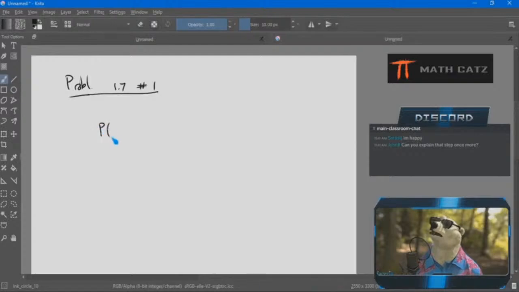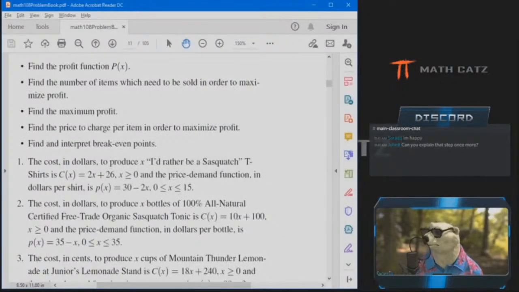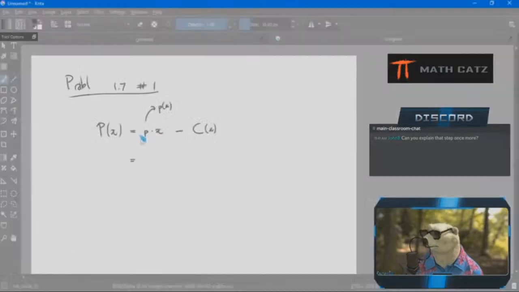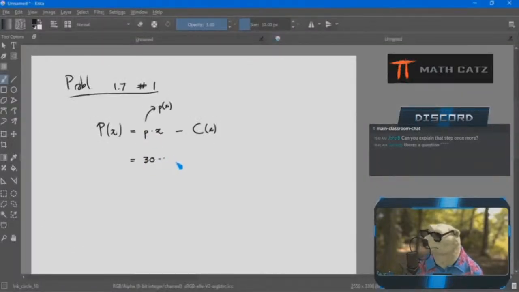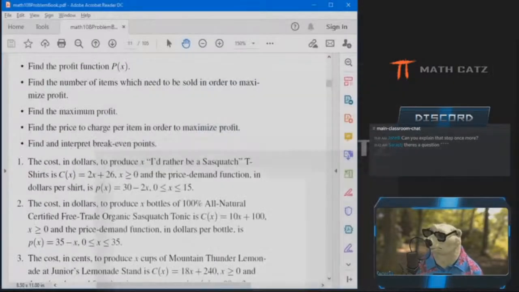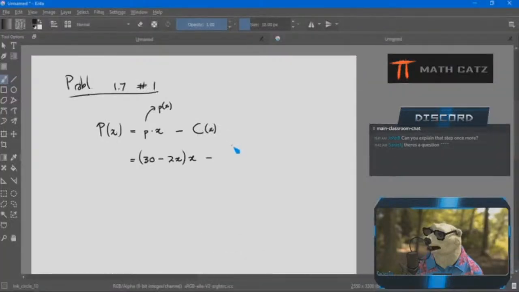So we're going to have our profit. Sorry, I made that a nice big P, right? Big P equals our price per item times the number of items, that's our revenue, minus the cost, which is going to depend on X. Now, this little p is also going to be a function of X. Let's put in the detail now. Little p is 30 minus 2x, times x, minus the cost, 2x plus 26.